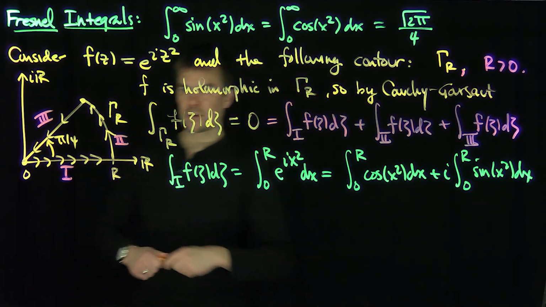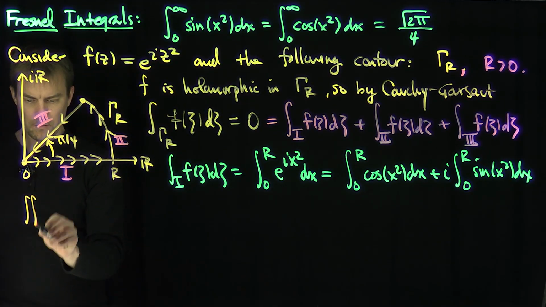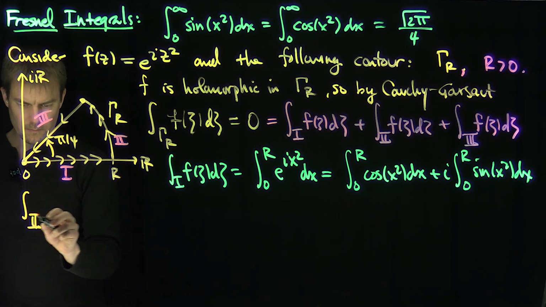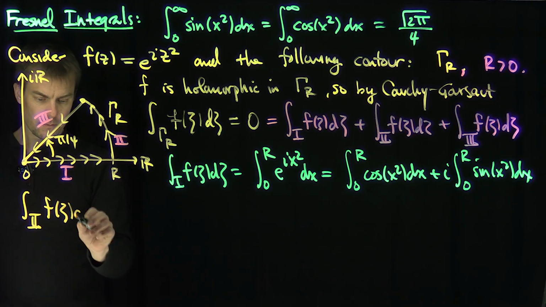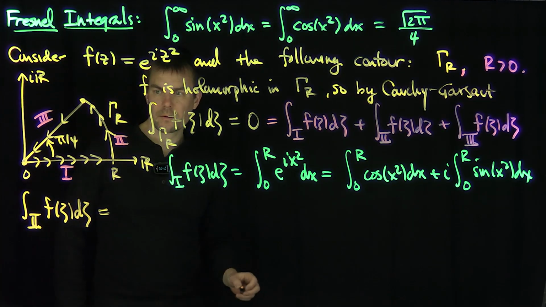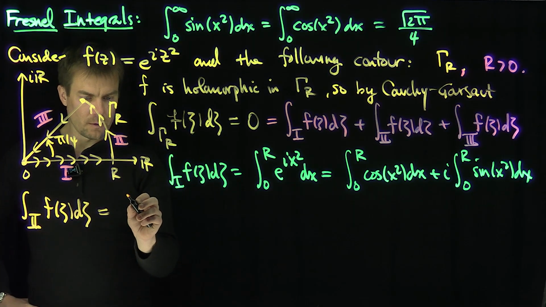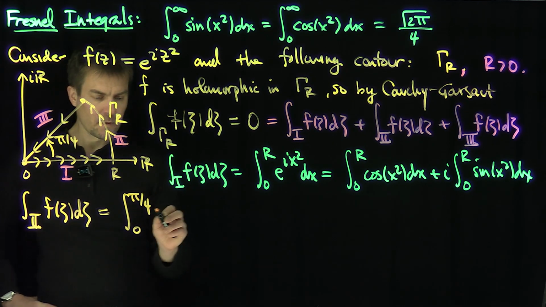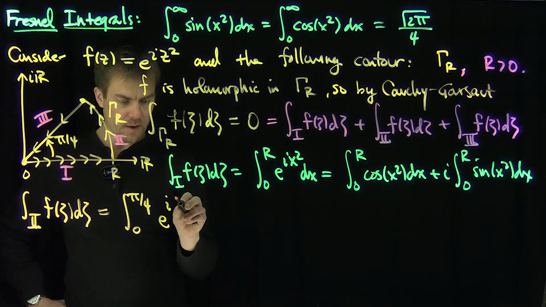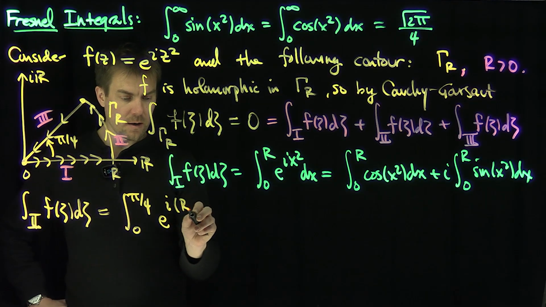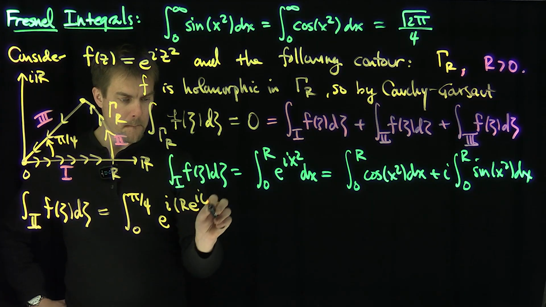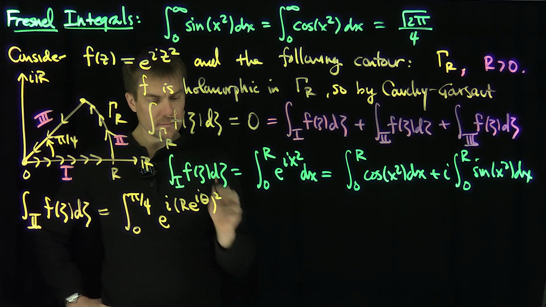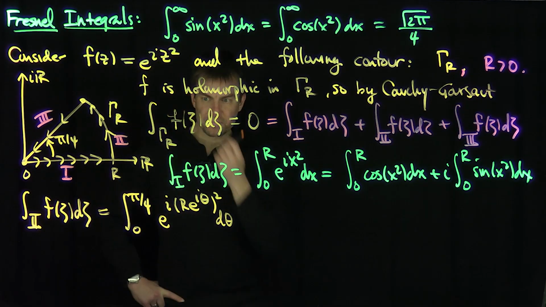The second contribution comes from this arc of radius r, so the integral over 2 of f of zeta d zeta is going to be the integral from 0 up to pi over 4 of e to the i times r e to the i theta, all squared, d theta. Good.